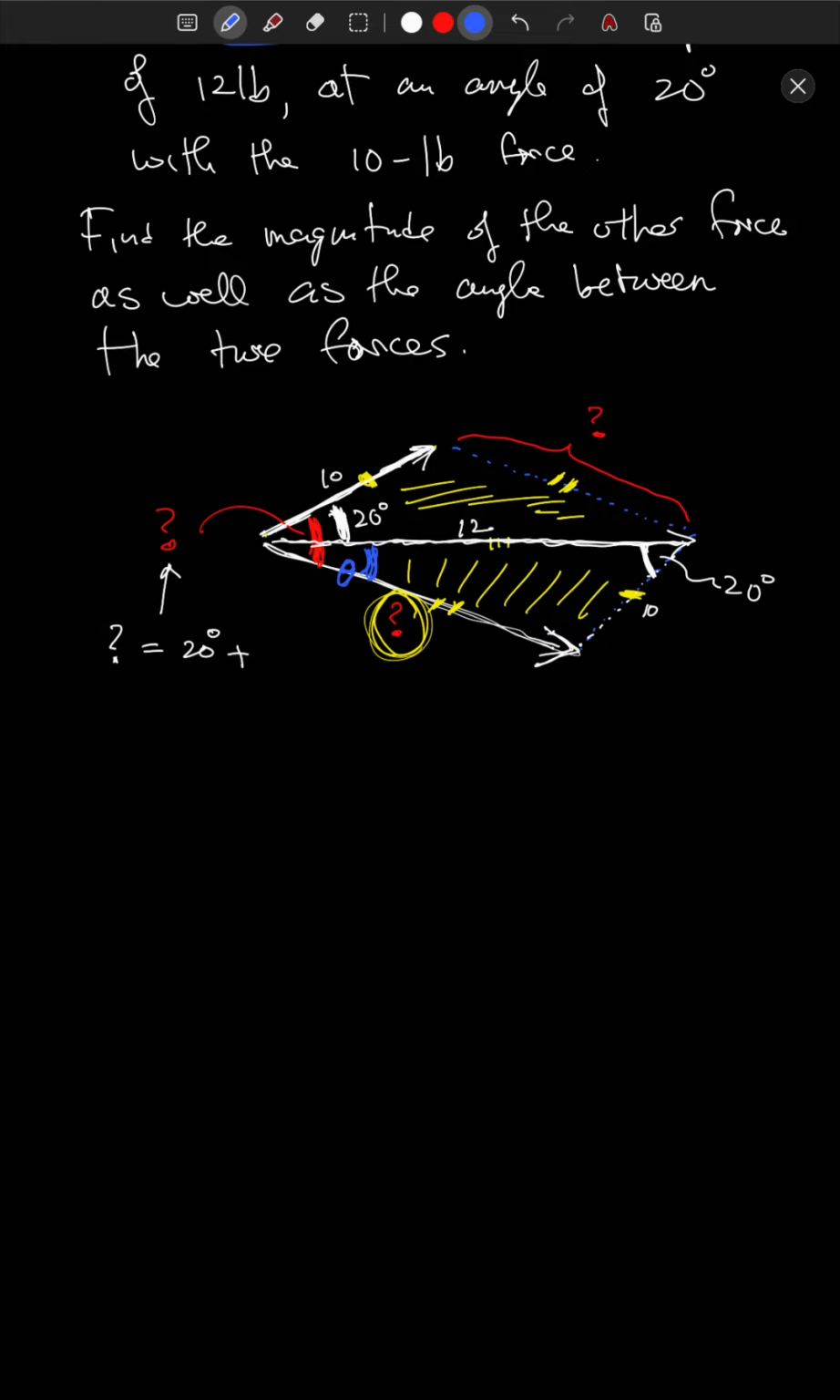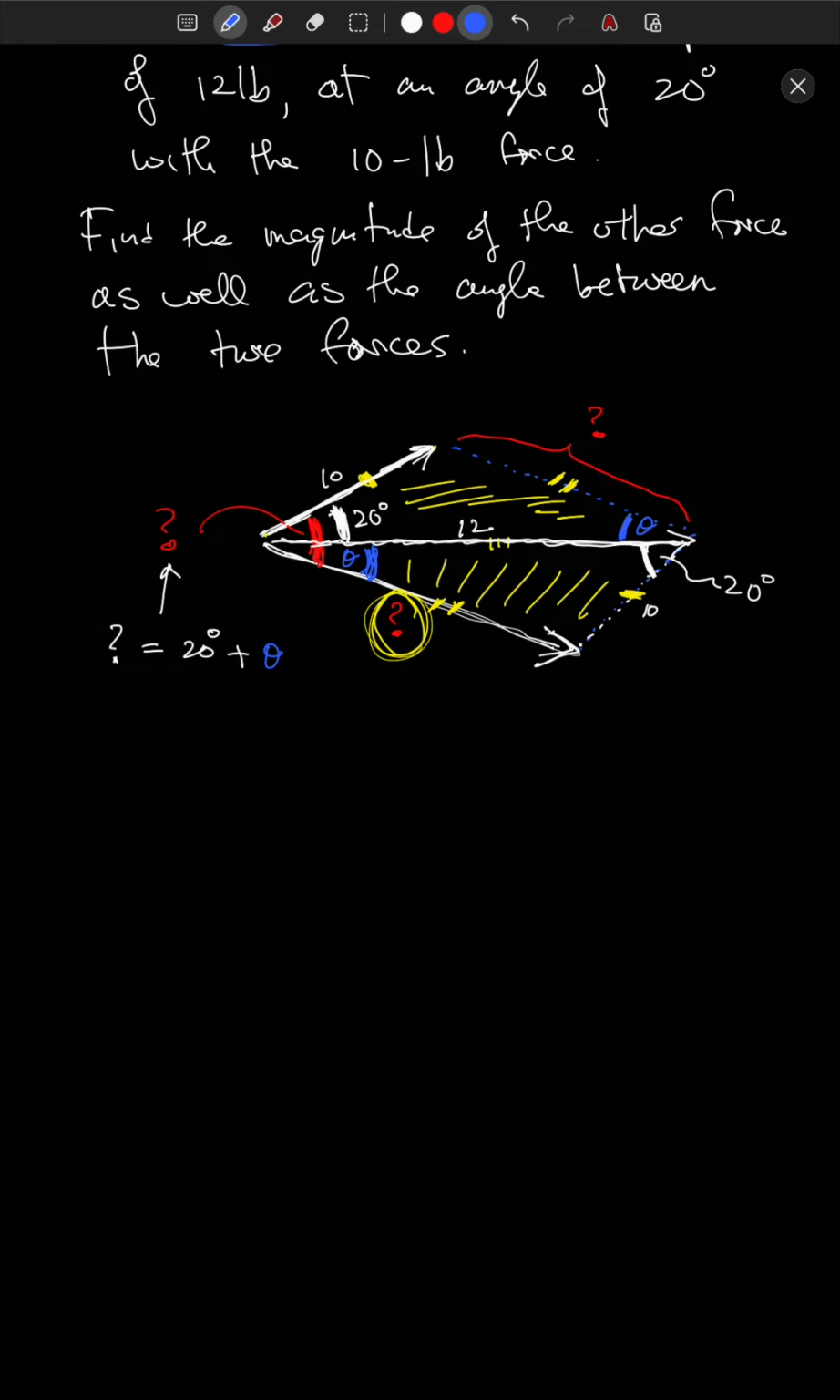All right. So it's 20 degrees plus theta, right? Because it covers both of these angles right here. That theta looks weird. Let me put it right there. 20 degrees plus theta. So if this guy here is theta and that guy there is 20 in the lower triangle, that means up here, this angle here must be theta.